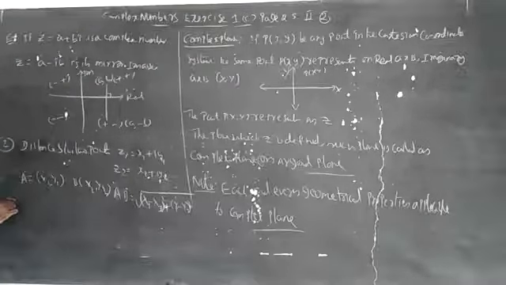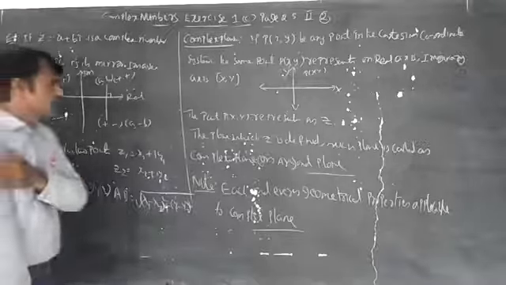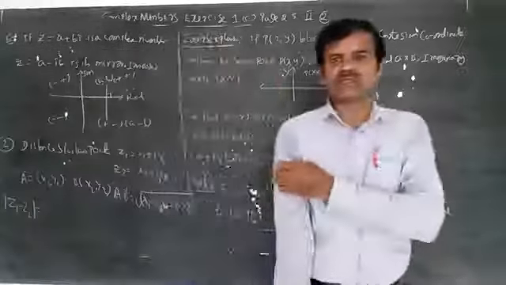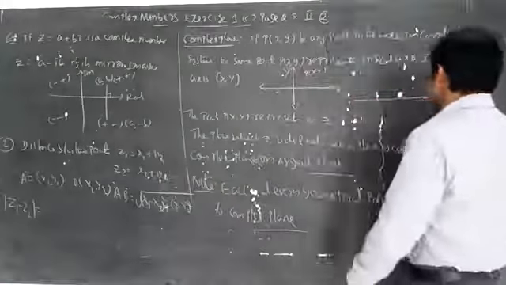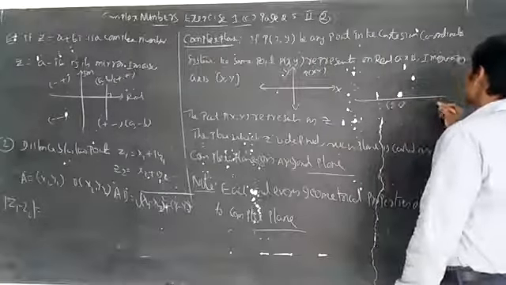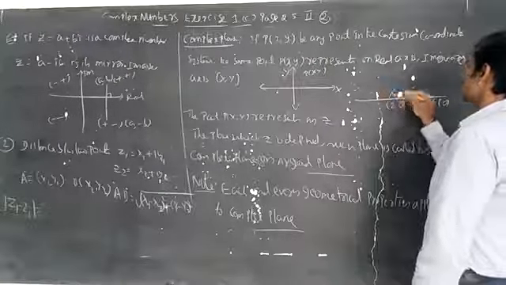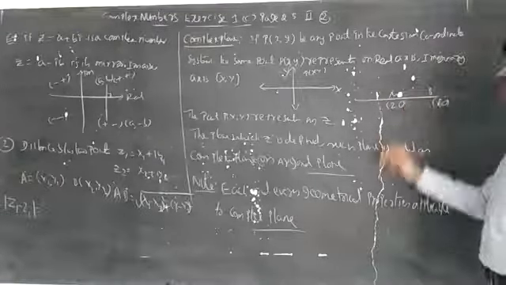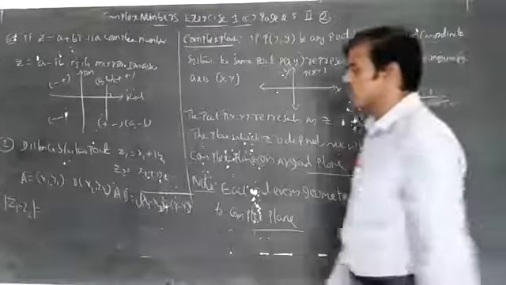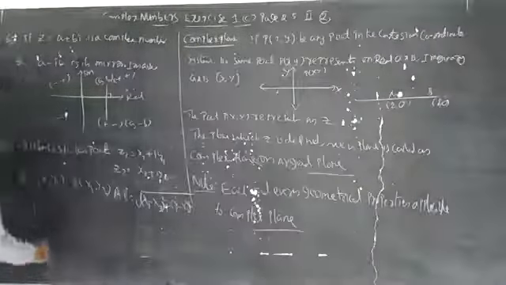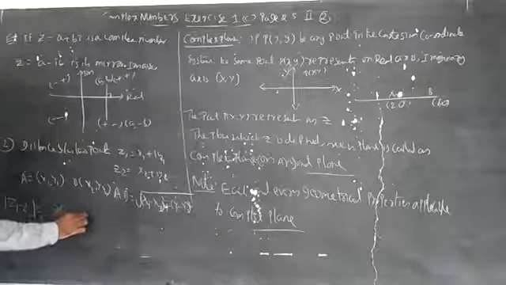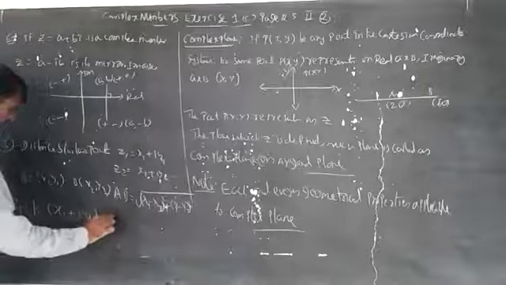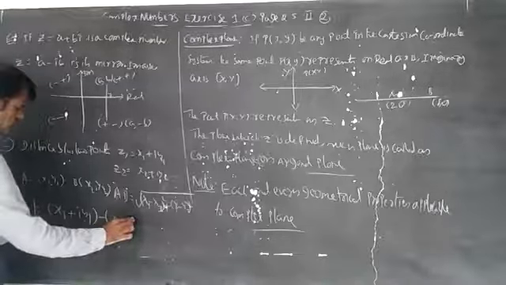Now let us write modulus of z1 minus z2. Because if the distance between two points is there, simply the difference of the two points is nothing but the distance between two points. For example, if I am writing here (2, 0) and this is (8, 0), this is A, this is B, AB is nothing but 8 minus 2. In a similar way, you can say modulus of z1 minus z2. Now you write, what is z1? x1 plus iy1. And what is z2? x2 plus iy2.